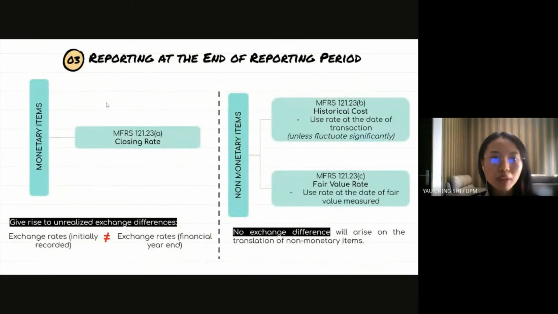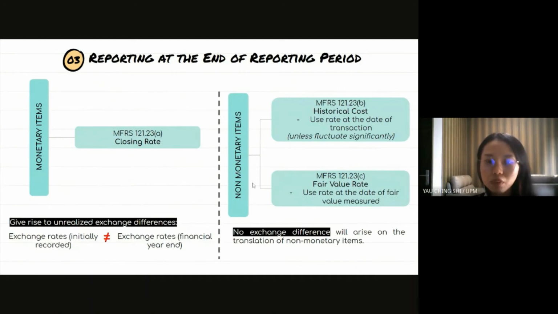Let's move on. Before I explain the presentation slide here, I will provide some additional information. Some foreign currency transactions may remain unsettled at the end of the reporting period, meaning that they will be brought forward to the next financial year. MFRS 121 Para 23 provides guidelines for the measurement of this type of transaction. MFRS 121.23 consists of 3 subparagraphs here: A is for monetary items, and B and C.